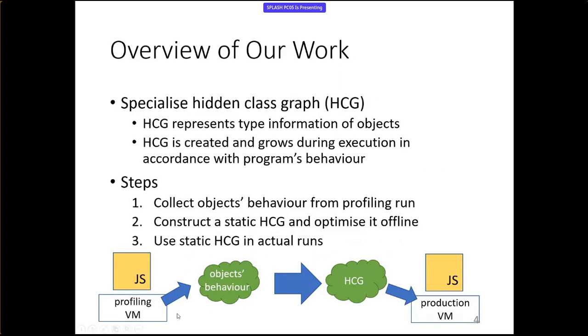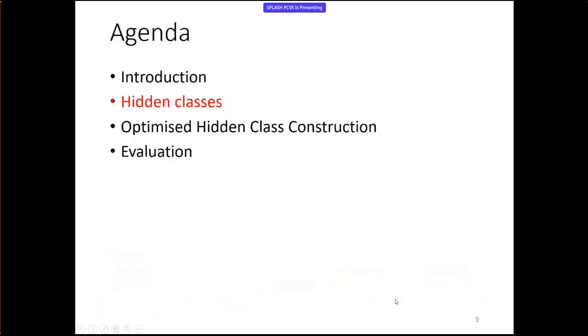First, we collect the behavior of the objects in the profiling run. And then we construct the hidden class graph statically and optimize it. In the actual runs, we use this optimized static hidden class graph. Before we explain our proposal, let me remind you about hidden classes.